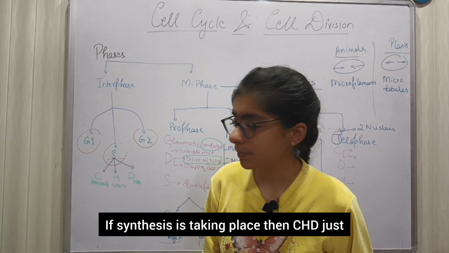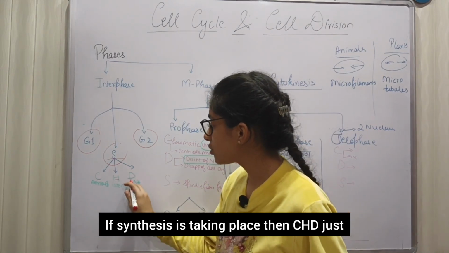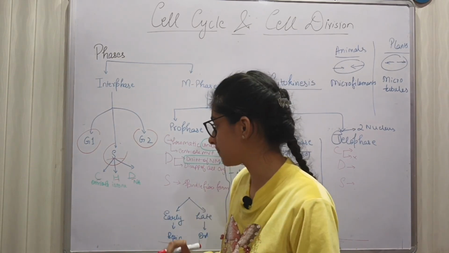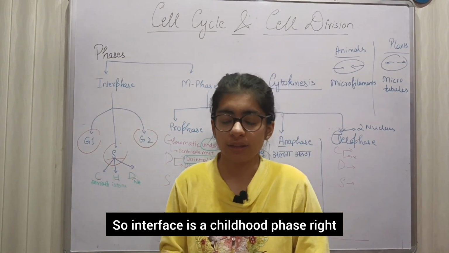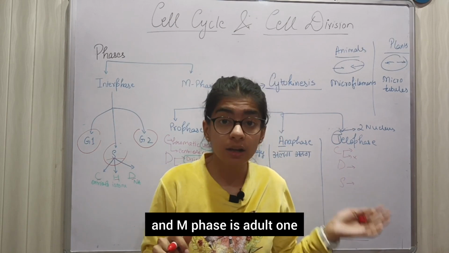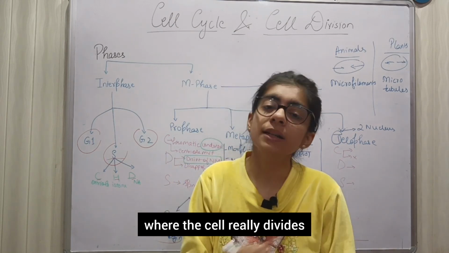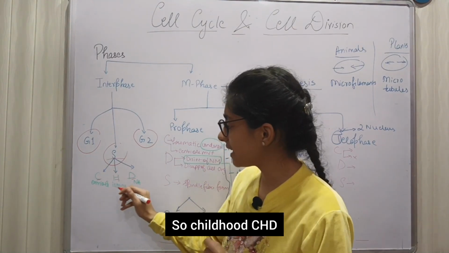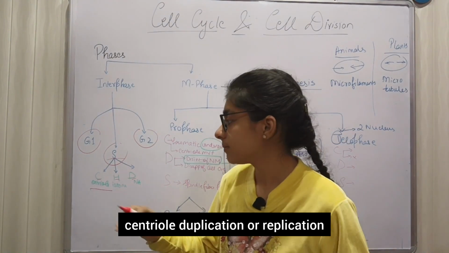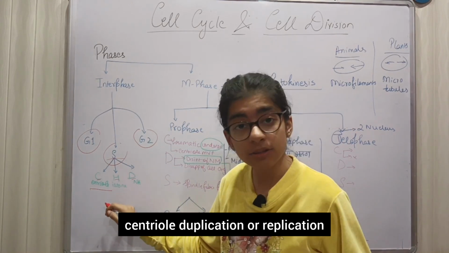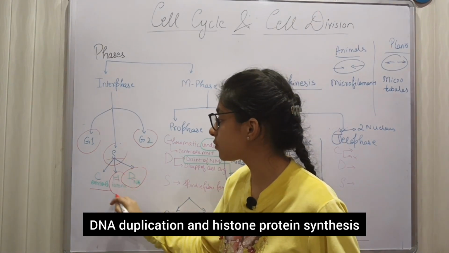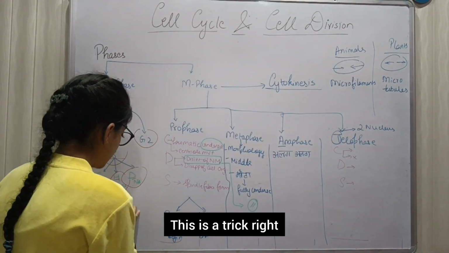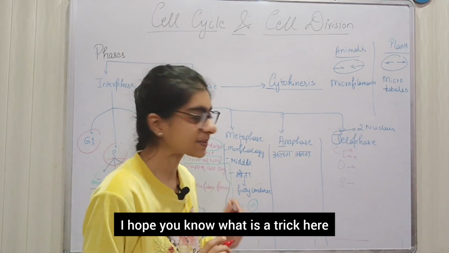If synthesis is taking place, then CHD. Just remember childhood, CHD. So interphase is a childhood phase, right? And M phase is an adult one where the cell really divides and gives birth to new cells. So childhood, CHD: centriole duplication or replication, DNA duplication and histone protein synthesis. This is a trick, right? I hope you know what the trick is here.